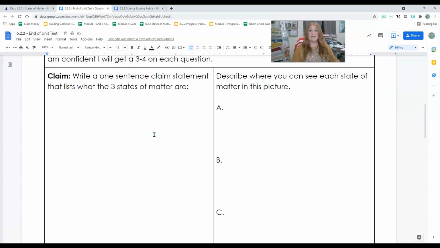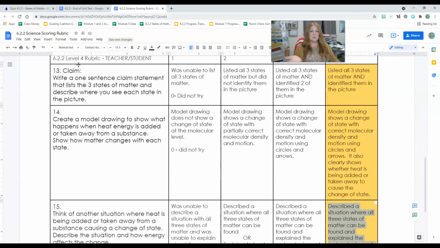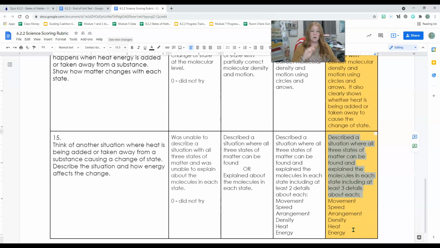So go ahead and work on this. This rubric will be up on the board. After you do the first one, I would look at this 4. Did you do that? Look at the 4. Did you do that? Look at the 4. Did you do that? So that will be up on the board. Go ahead and take your time and do your best on that to bump up your grade.